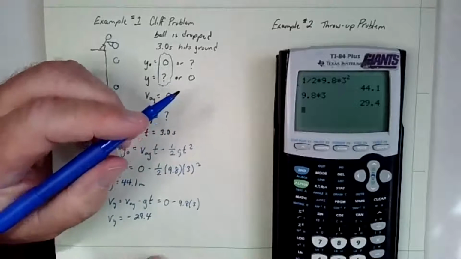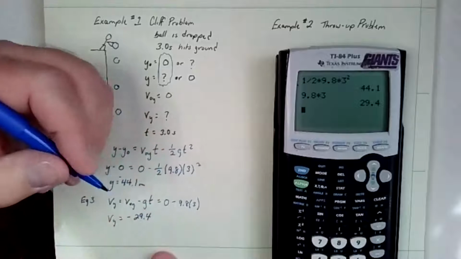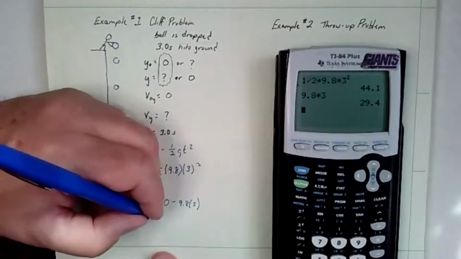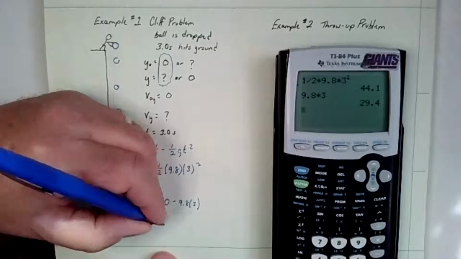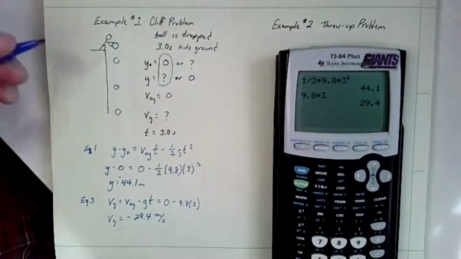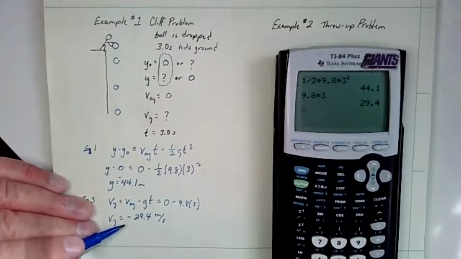Now 3 seconds of free fall is actually quite a lot. So 29.4 is going to be on the order of like 75 miles an hour. It's pretty fast. And the negative sign indicates it's traveling downward.